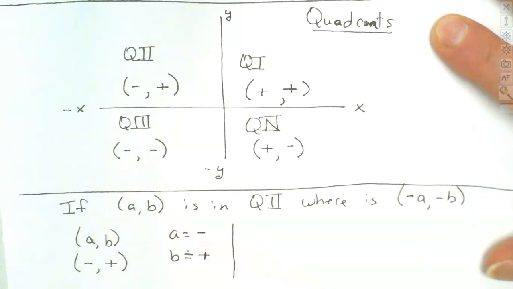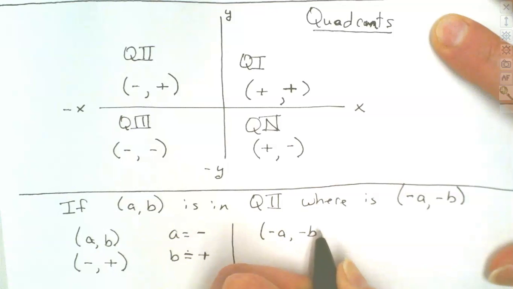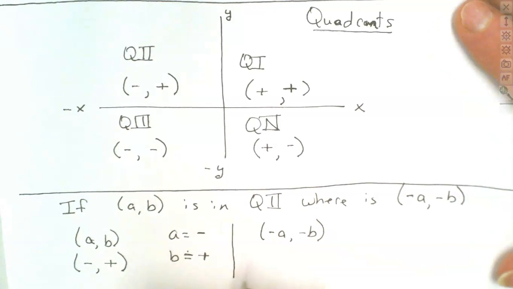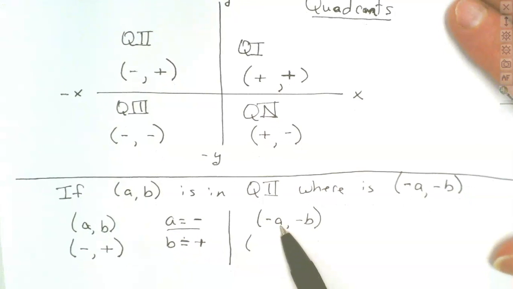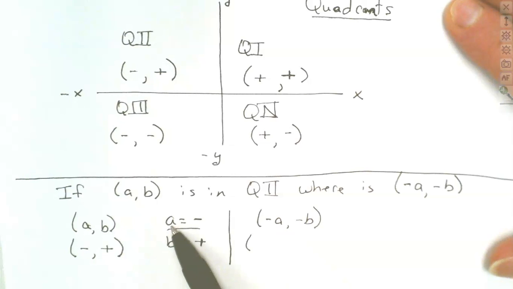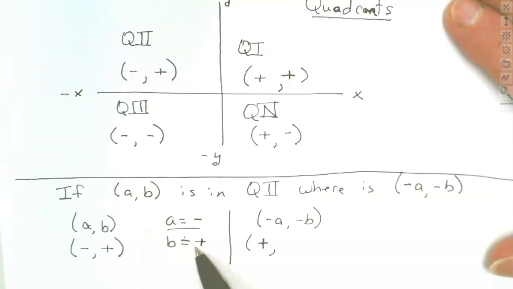We want now to find negative A, negative B. So let's look now at negative A, negative B. Well, what do we know about A? A is negative. And so what happens when we change our sign? A right now is negative. When I look at the negative A, that means we're going to change the sign. So when I change the sign, what does that negative A become? Positive.